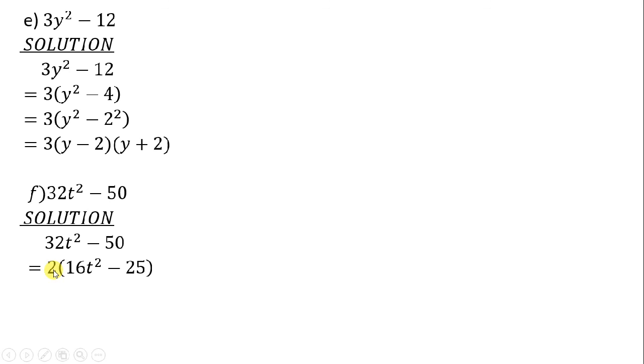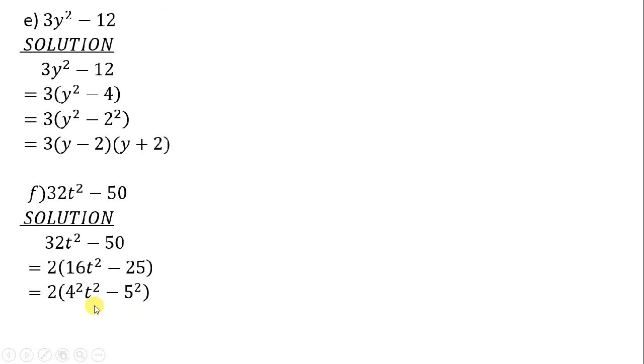What are you supposed to multiply with these 2 to get 32? 16. We'll put our t squared there. What are you supposed to multiply with these 2 to get 50? 25. Now, 16 is a perfect square number and 25 is a perfect square number. We will express 16 as 4 squared and 25 as 5 squared.